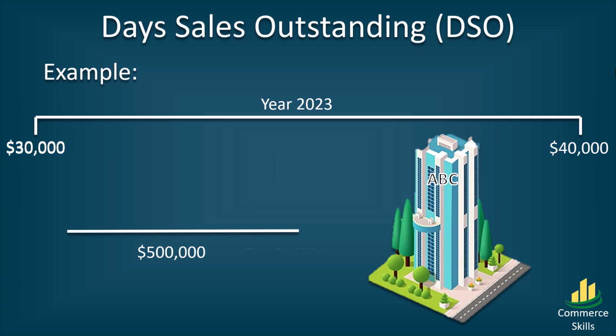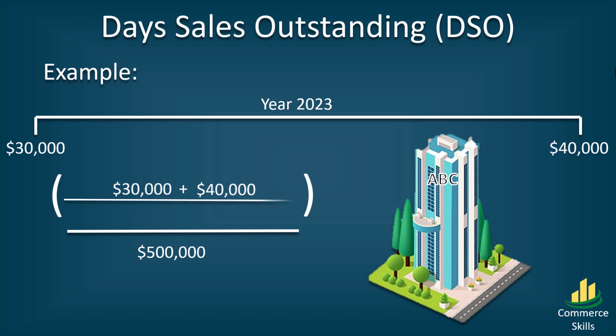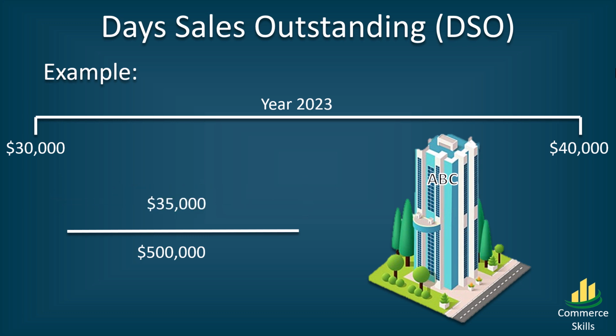So, beginning accounts receivable $30,000 plus ending accounts receivable $40,000 equals $70,000. Now divide that by 2. So, $70,000 divided by 2 equals $35,000. Now we apply the days sales outstanding formula.